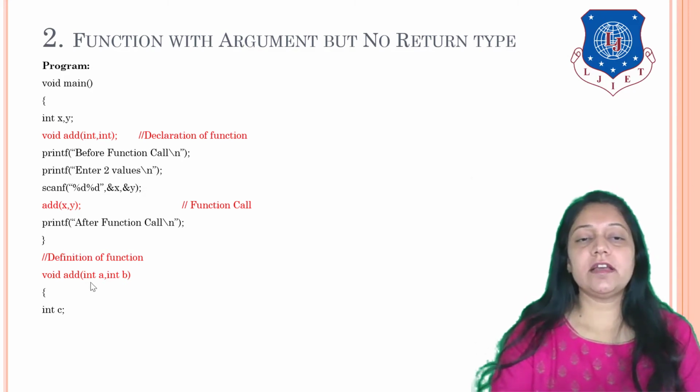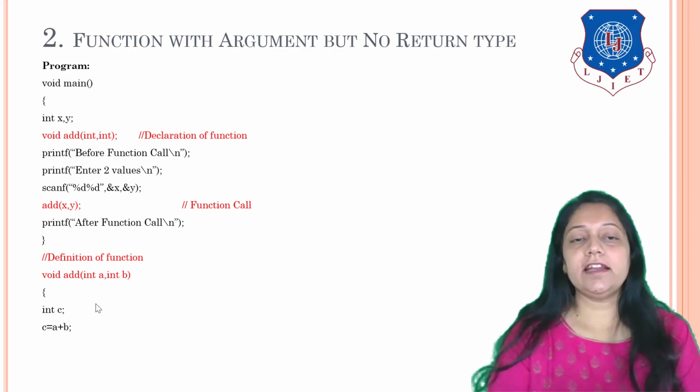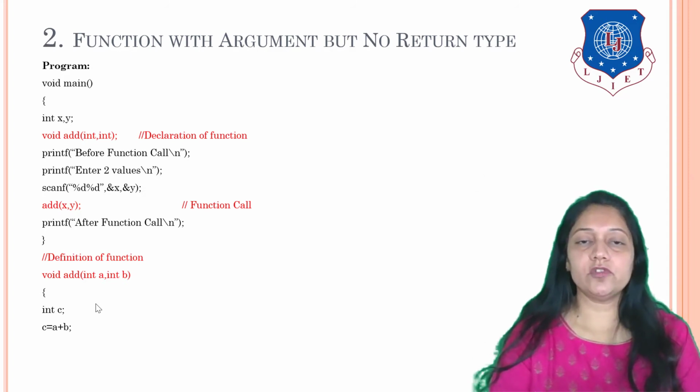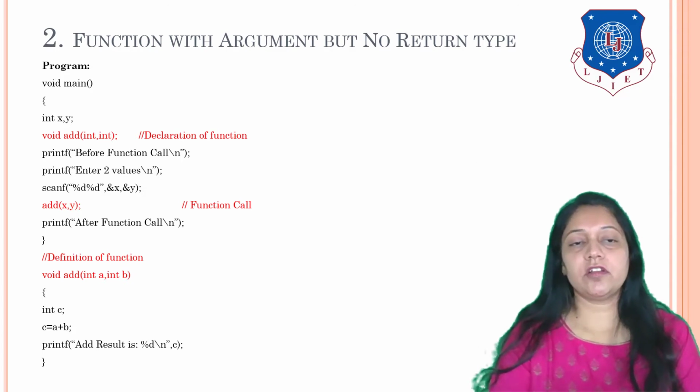Now in the function definition, you don't need now to declare a and b. The values of a and b you will get from the calling function. So simply declare the variable c. Do the addition. C is equal to a plus b. So whatever values of a and b you have got through x and y, perform addition and store the result in c and display the value of c, the function definition of the function.